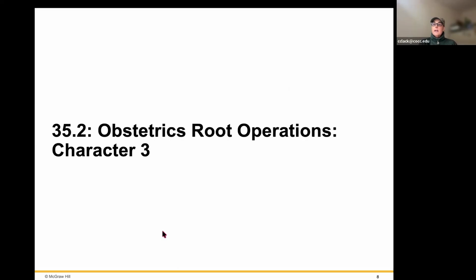Now character 3 answers the most important question in PCS: what was the objective of the procedure? In obstetrics, you'll still apply that same thinking, but the root operation choices are focused on the pregnancy, on the delivery, and the procedures involved with the products of conception.